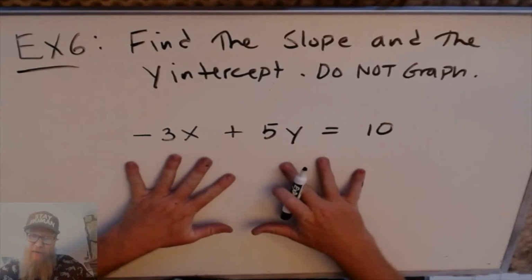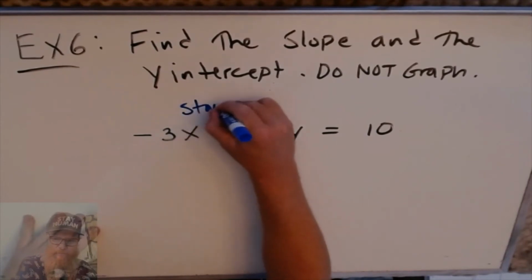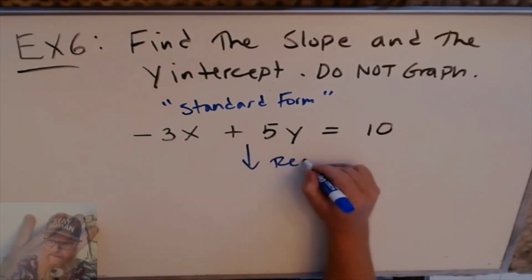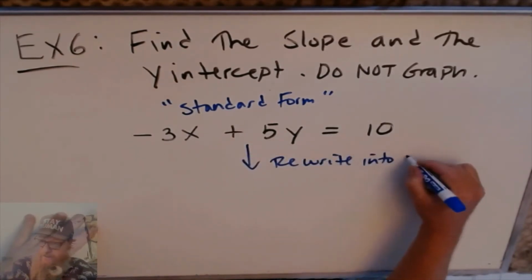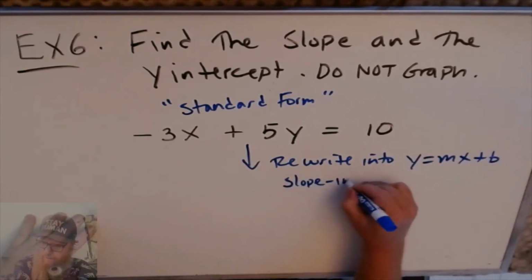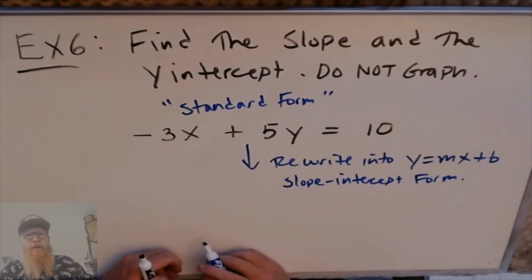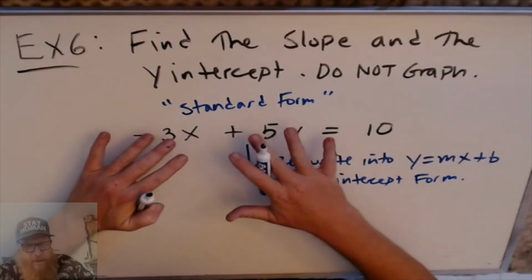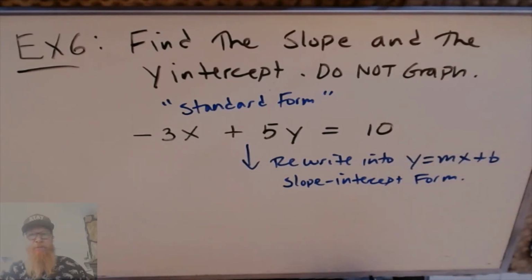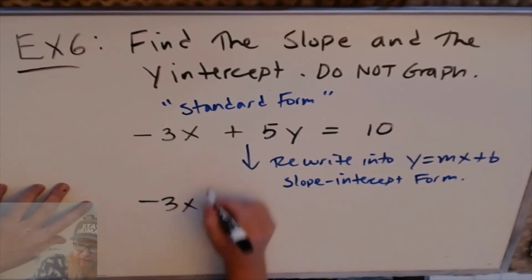This is not in the right form. This is in standard form. You need to rewrite it into y = mx + b, slope-intercept form. All you have to do is take this equation and manipulate it into the form that we just saw in the last example. All right, so we'll go ahead and do that. Let me just bring this whole thing down.